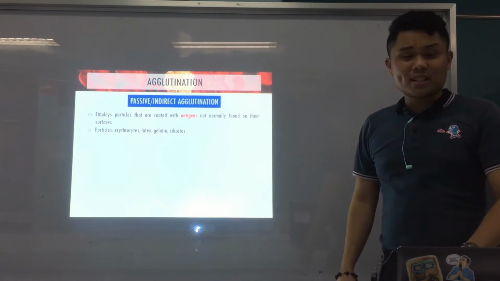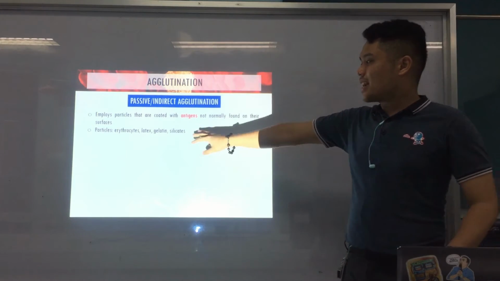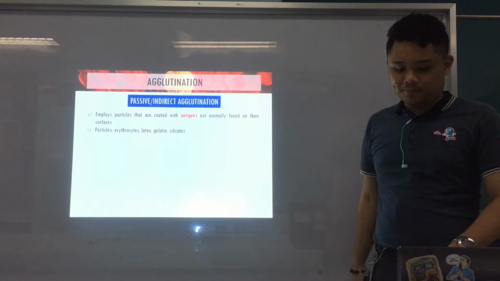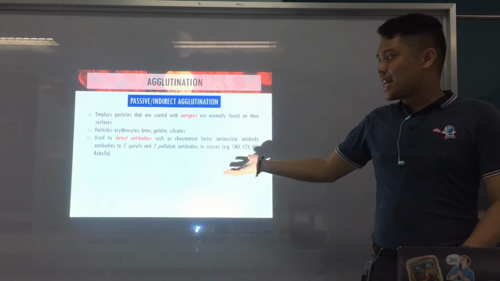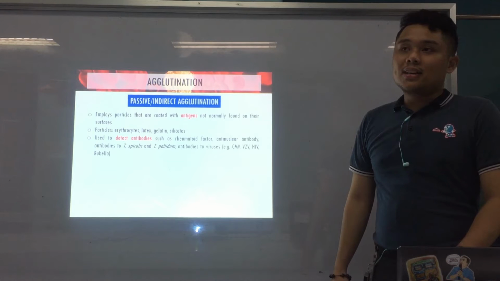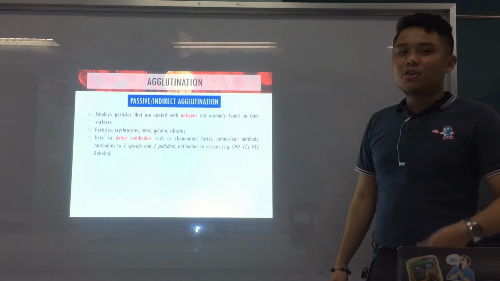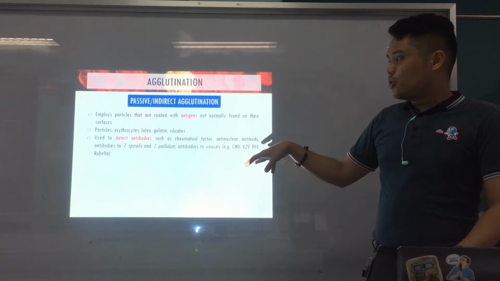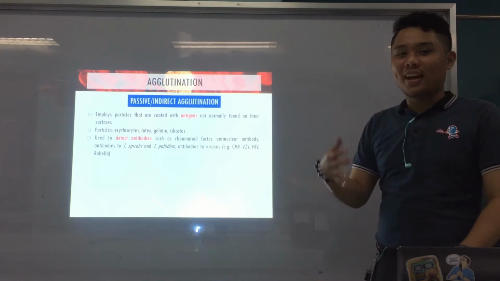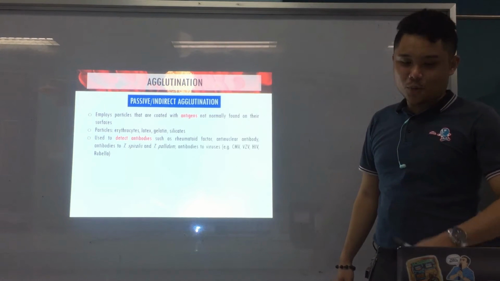So the particles can still be erythrocytes, latex, gelatin, or silicates. The most common one you will usually encounter is latex, as in latex agglutination. Okay, so we detect antibodies such as the rheumatoid factor. We'll have a discussion on this when we go to the serology of rheumatoid arthritis. Anti-nuclear antibody, usually for autoimmune diseases. Antibodies to Trichinella spiralis and Treponema pallidum, so parasitic and bacterial diseases. And antibodies to viruses. So we detect antibodies.